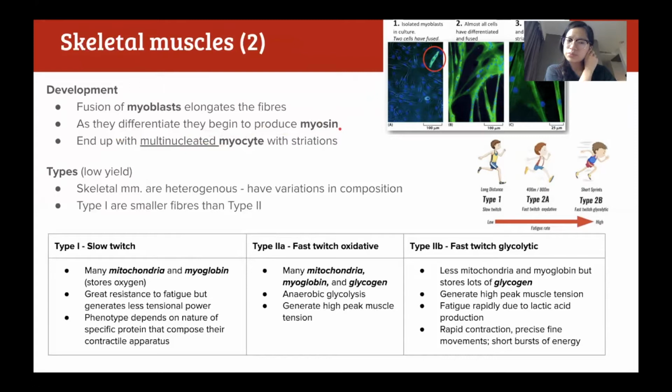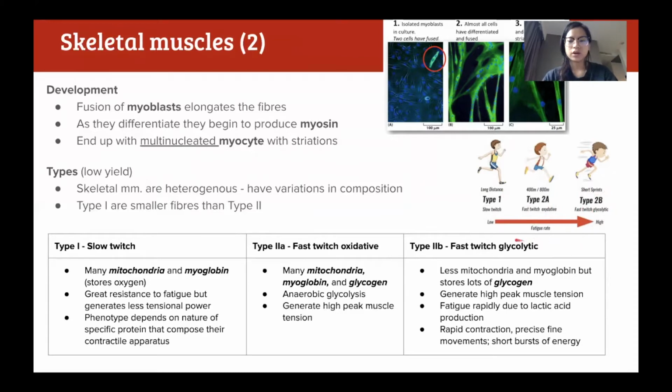And there are different types of muscle fibers. This is really low yield, so you don't really need to know this at all. Basically, there's type 1 slow twitch fibers and type 2 fast twitch fibers. Type 1 fibers are smaller than type 2. It's easier if you just look at this diagram. Type 1 slow twitch ones are more for endurance, long distance, while type 2A is kind of the intermediate, and type 2B is for short bursts of energy, I guess.